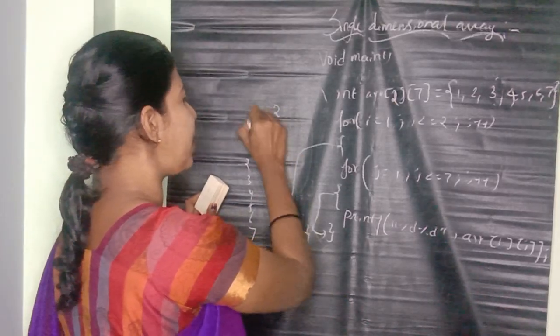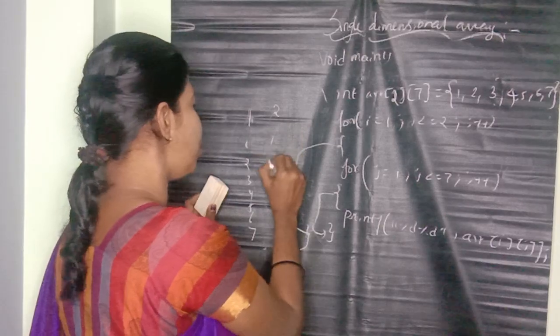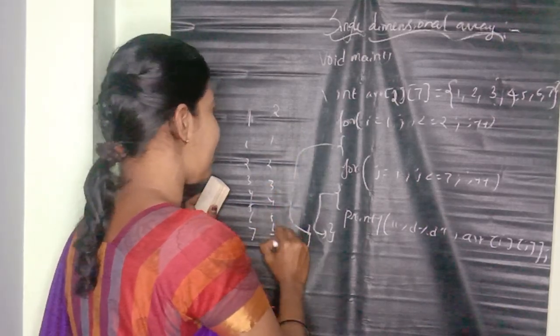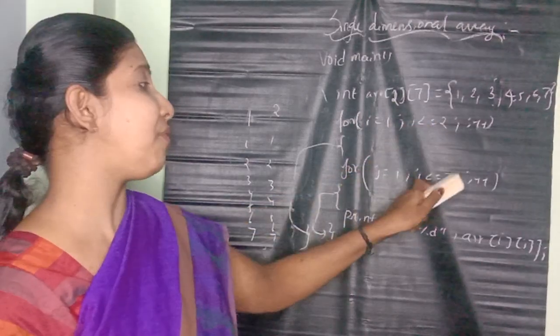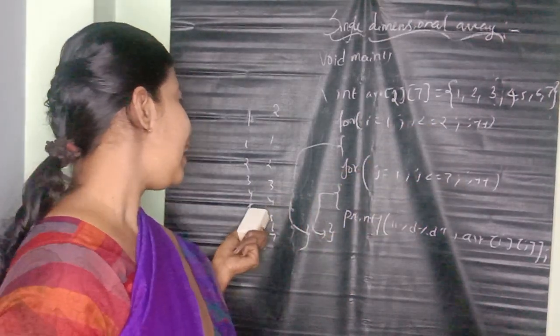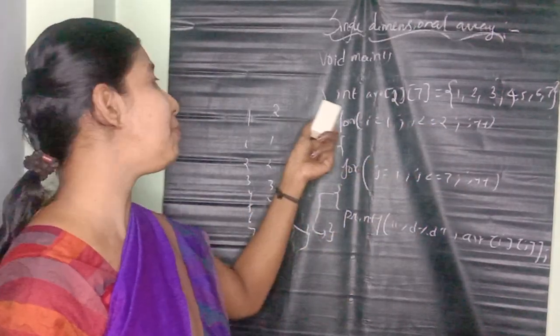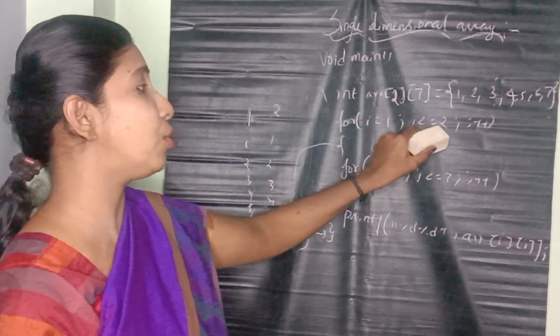I is equal to 1 means printed. I is equal to 2, what happens? 1, 2, 3, 4, 5, 6, 7 printed. So 7. So what is I is equal to 1 time? It means 7 elements, 7 times will print. I is equal to 2 means 7 elements again will be printed. So I is equal to 2. Now I is equal to 3.